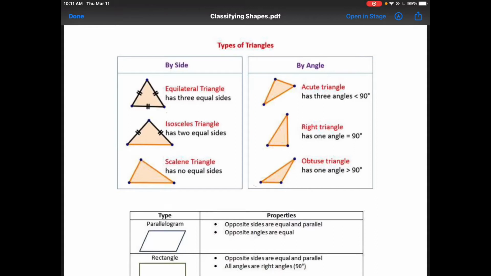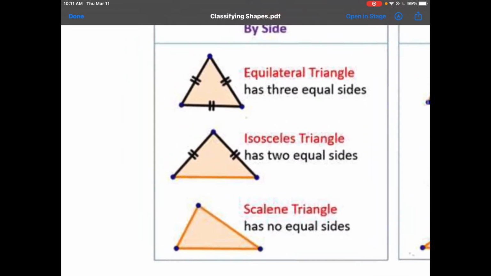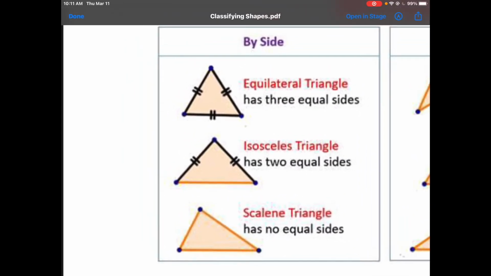So this is for Power Standard 3. We are looking at classifying shapes, specifically triangles and quadrilaterals. Triangles have 3 sides, quadrilaterals have 4 sides. So as we talk about classifying types of triangles, we have a set of classifications that are based on side length. So we have equilateral, isosceles, and scalene.